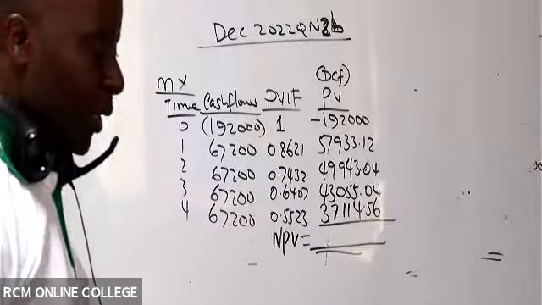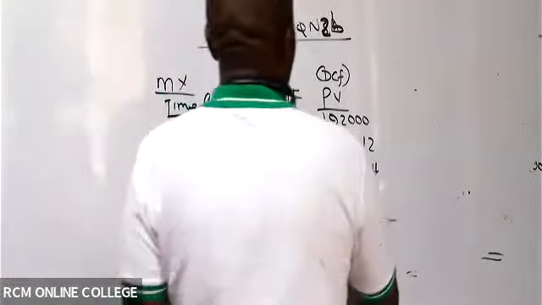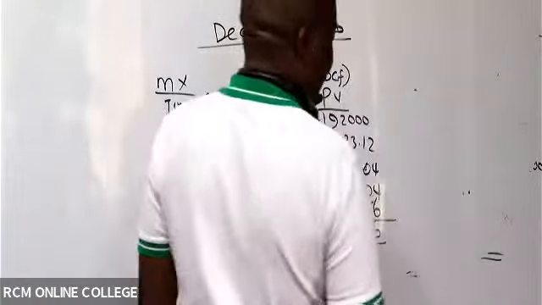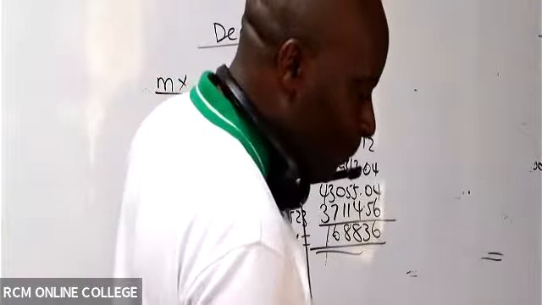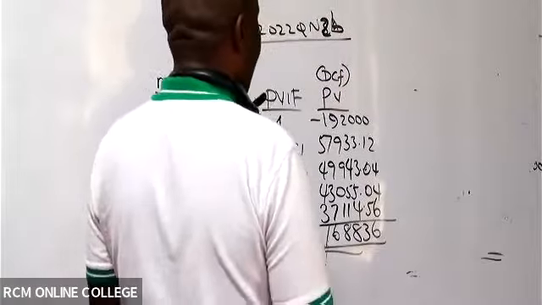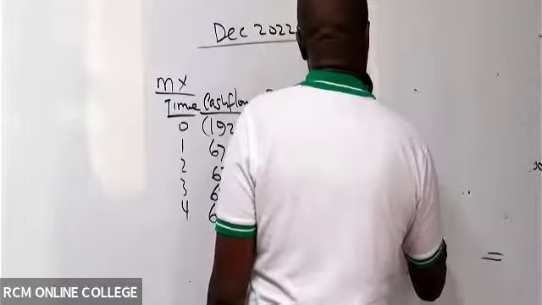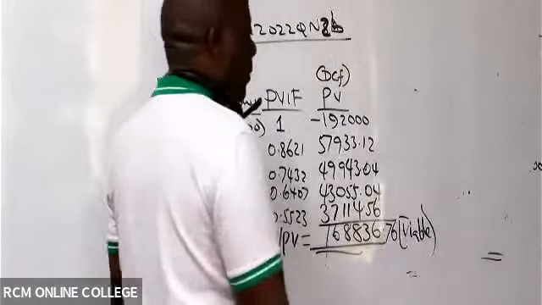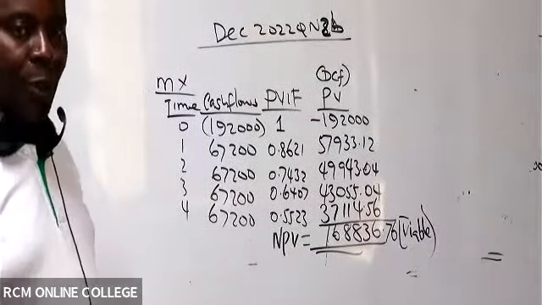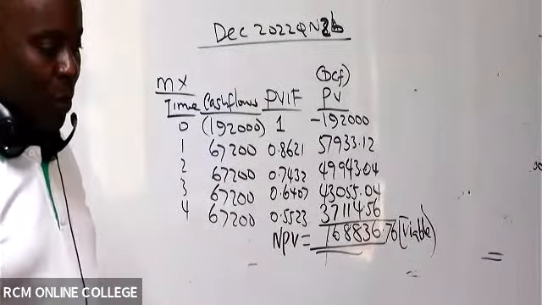So according to Biggg again, 168,836.76. So even if you'll be doing comparisons later, so long as you get a positive NPV, simply put in brackets "viable". That can give you a mark. So this is viable.